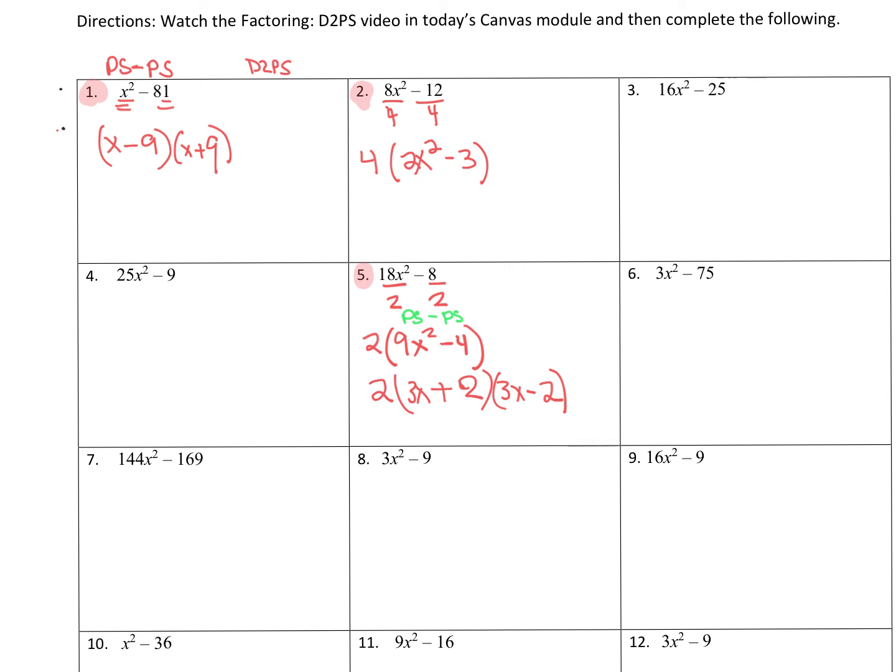Since it's a binomial, the only other factoring pattern I have is perfect square minus perfect square. It does not fit that pattern though, so therefore this does not factor any further and is my final factored answer.